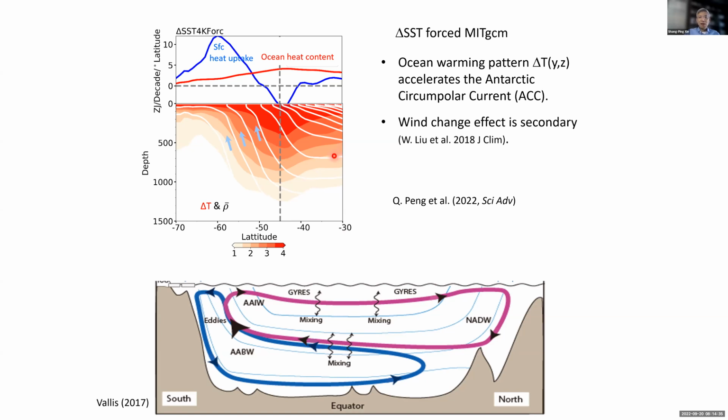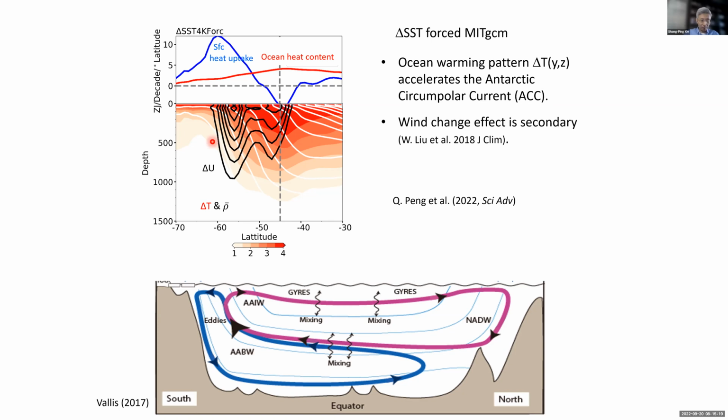And then, as you might have thought, on the southern flank of this strong warming in the Southern Ocean, the geostrophic current indicates acceleration of the ACC, in other words, a change in the direction of the ACC. That is the model simulated zonal current change. So that is in the model.